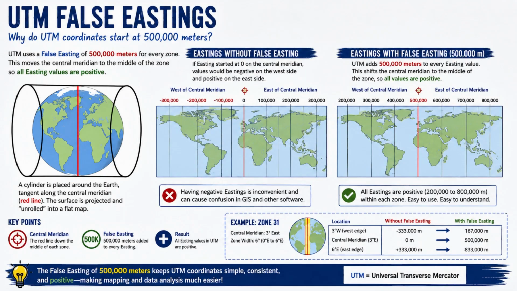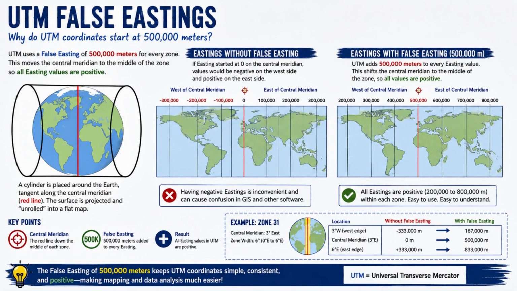But UTM employs a very specific mathematical trick that you absolutely have to know for the exam. The false easting. Yes. The central meridian, which is the exact middle longitude line of each zone, is assigned a false easting of 500,000 meters. Right. Why not just call the middle 0? If the central meridian was 0, any location to the west of it would have a negative coordinate.